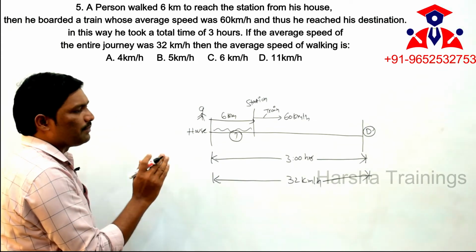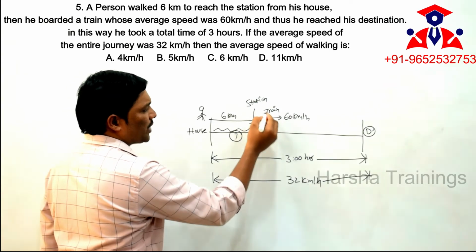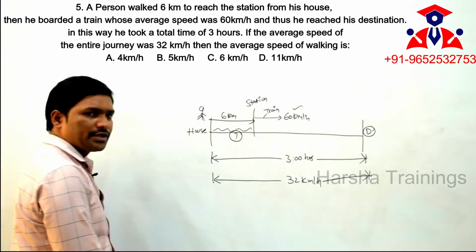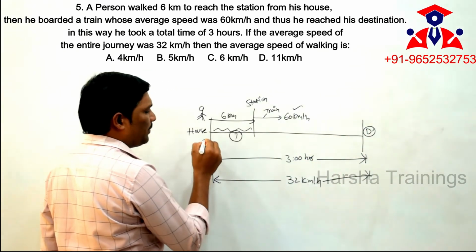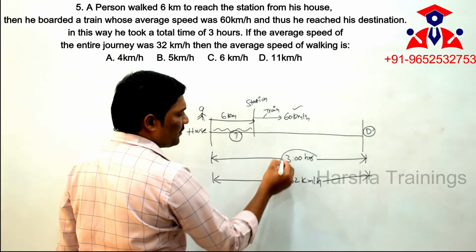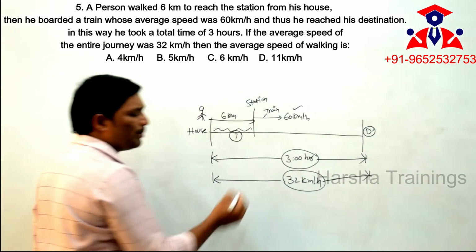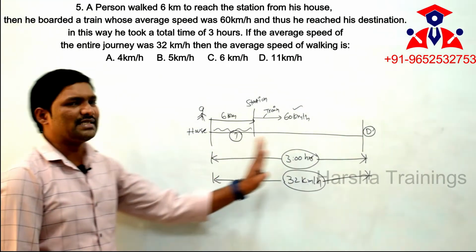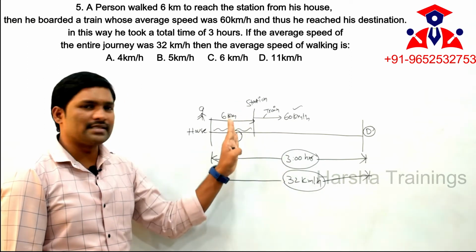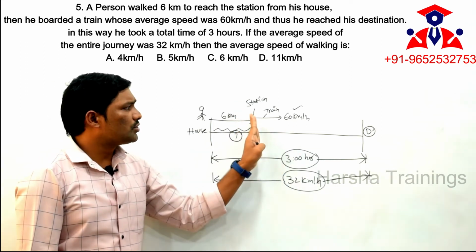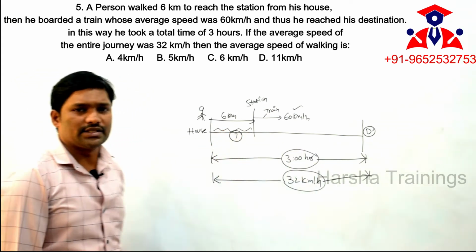Okay, so the given information: a person walks 6 km to reach the station. He boarded a train with a speed of 60 km per hour and reached his destination. Total time from house to destination is given here as 3 hours, and total average speed is given as 32 km per hour. But total distance is not given here, only the walking distance is given. Then first find out the distance from station to destination.